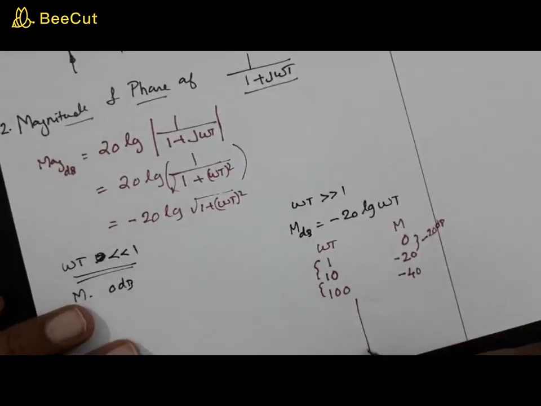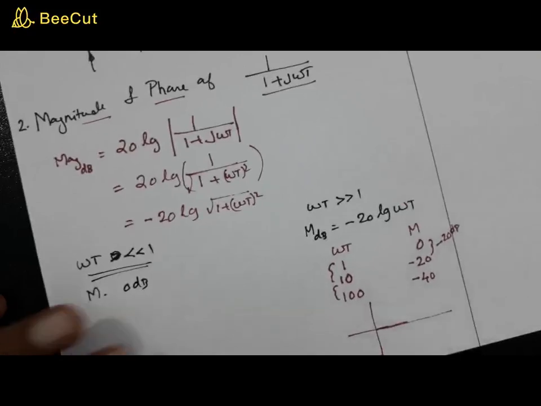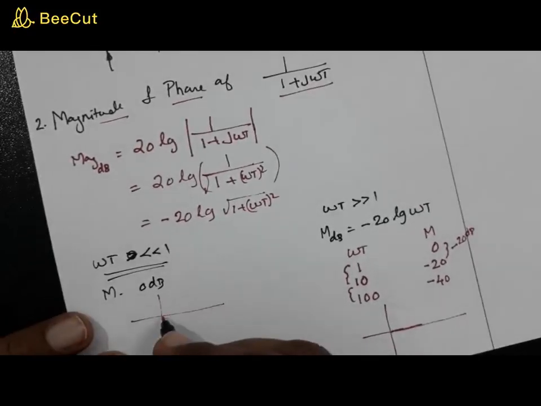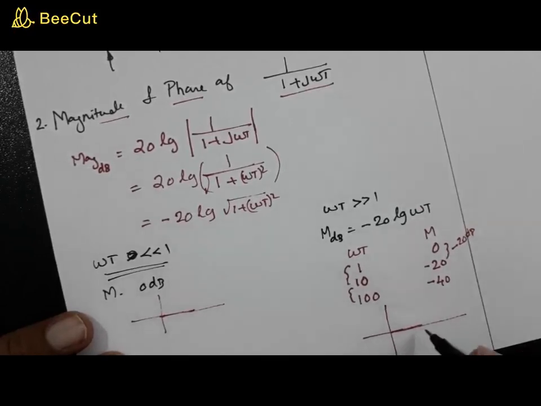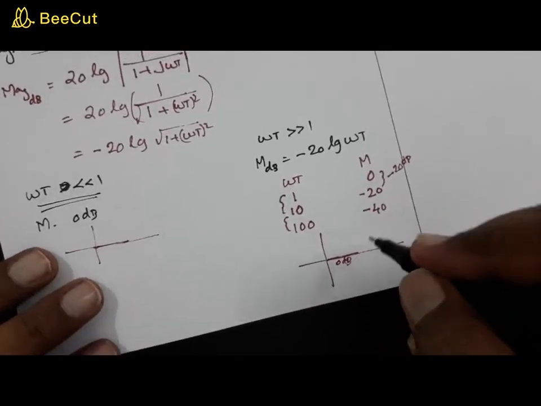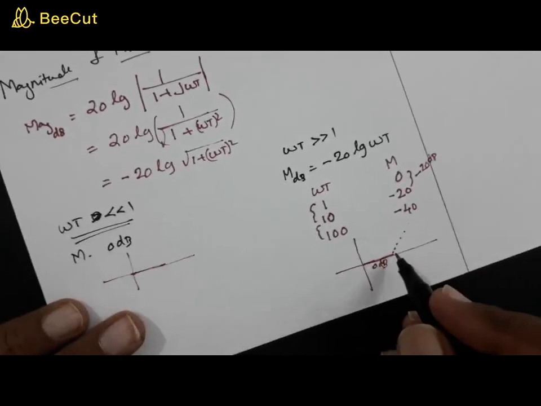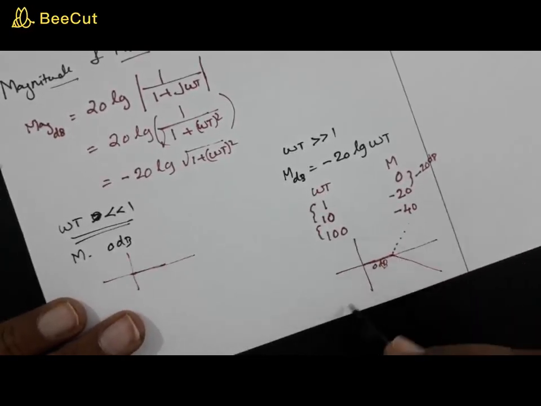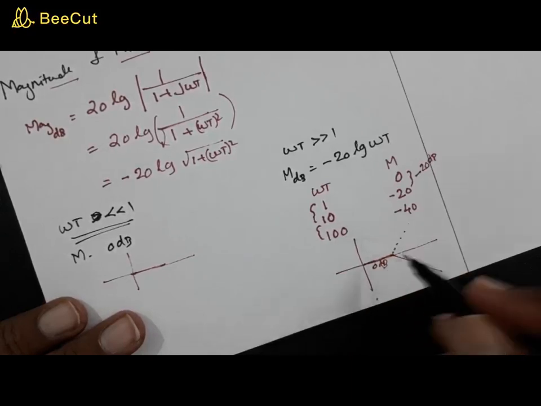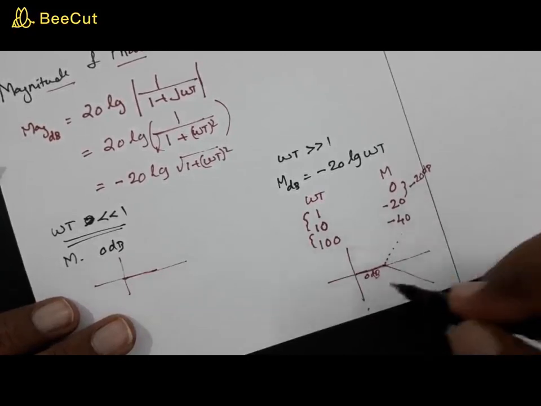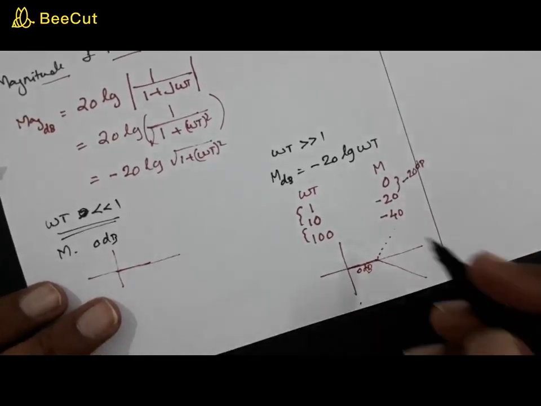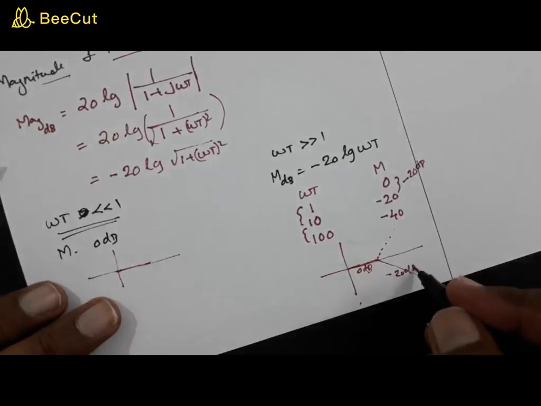When you plot this, you can see that for a range of frequencies this will be 0 dB, and after a particular point, instead of going in this way, this particular term goes in this way. This is actually minus 20 dB. If this is positive dB, this must be minus dB. So you will be having exactly the same slope over here, but in the negative direction. That's all. So this is actually minus 20 dB per decade.